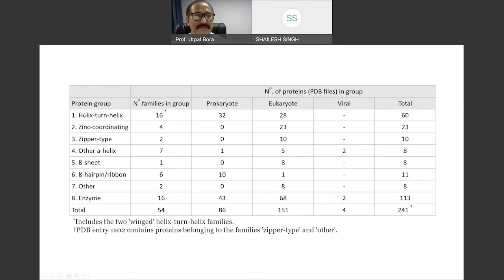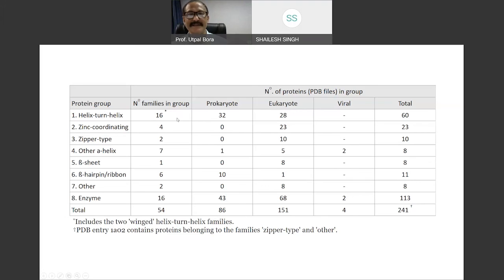So you have 8 different protein groups, 1 to 8, from helix turn helix to enzymes, right? And you can see each of these groups have a certain number of families. The largest families belong to helix turn helix, roughly around 16, and to the enzymes, same 16. And then you can see the distribution of these DNA binding proteins across prokaryotes and eukaryotes.